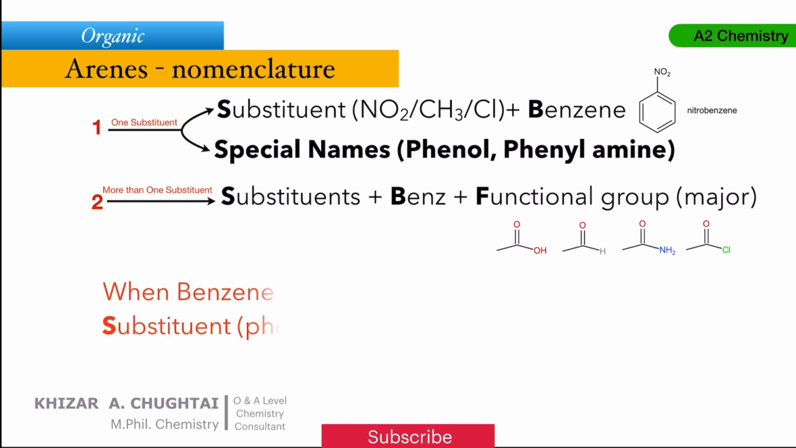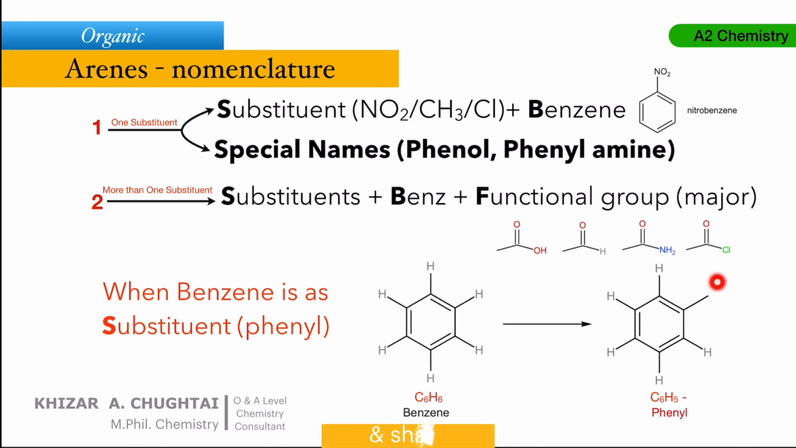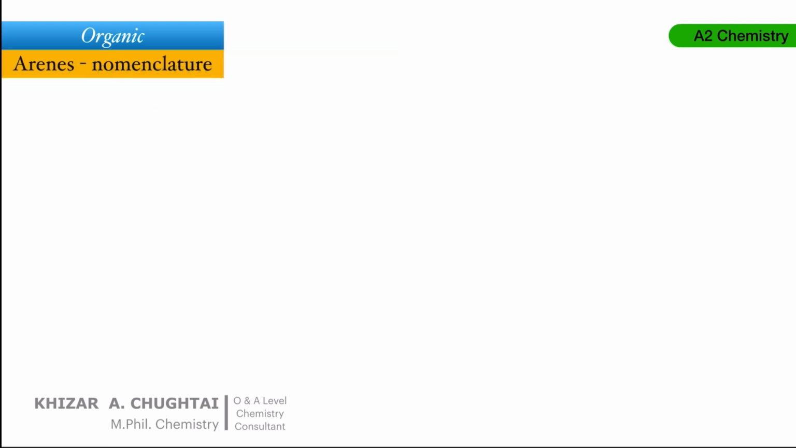Sometimes benzene can behave as a substituent itself. In this case, we write its name as phenyl. Phenyl means that if one hydrogen is removed from the benzene ring, C6H6 becomes C6H5. Benzene with one less hydrogen is named phenyl. Benzene is equal to phenyl.